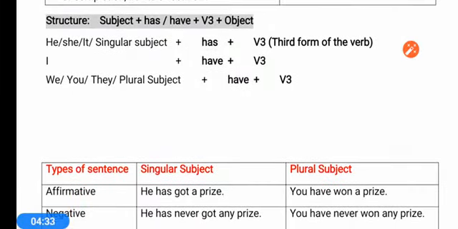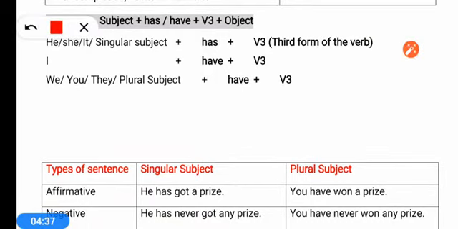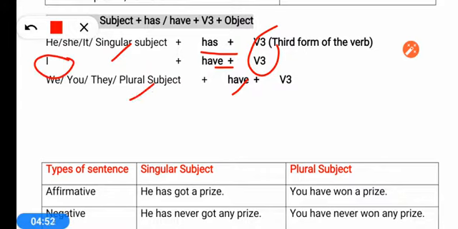Structure, firstly you try to understand. Structure is very simple one. We use has, have and plus third form of the verb. Has with singular subjects and have with plural subject, but I is singular, but even then it is treated as plural.